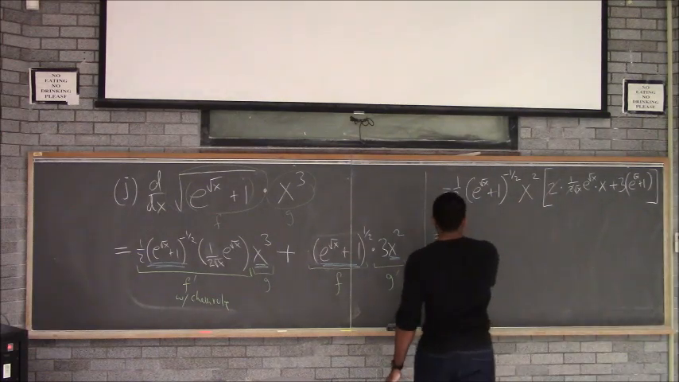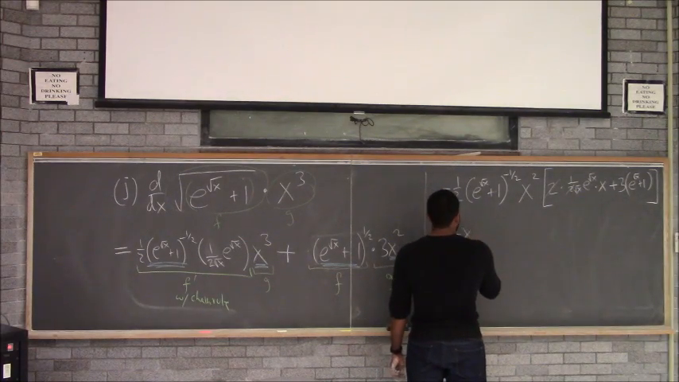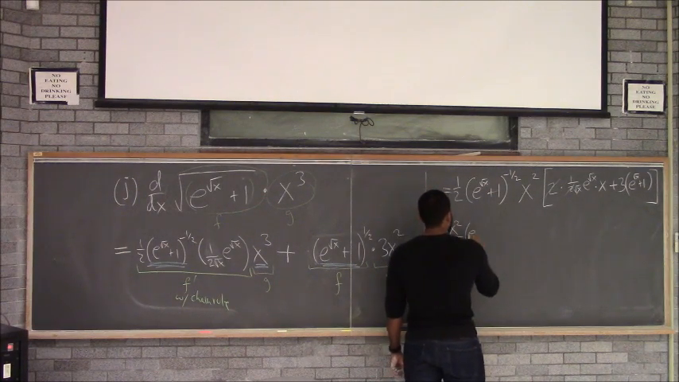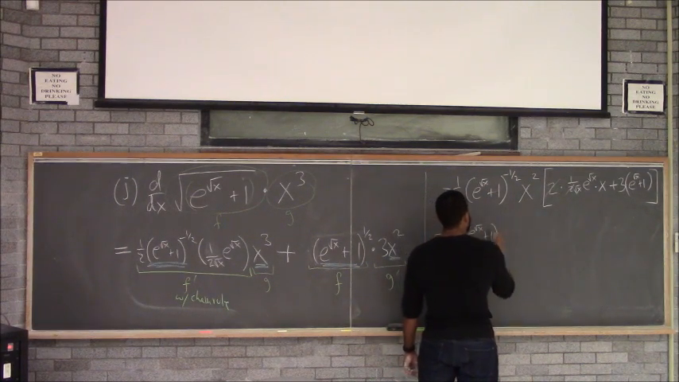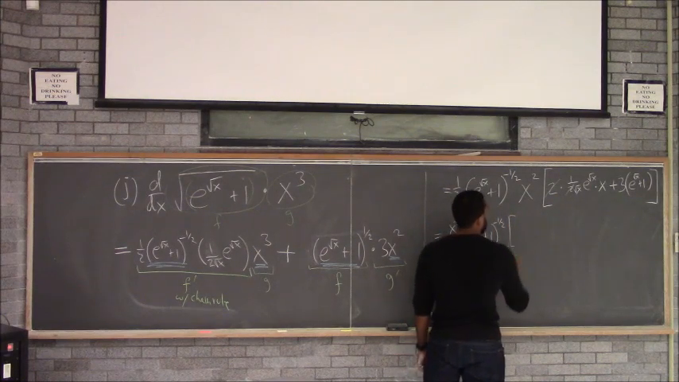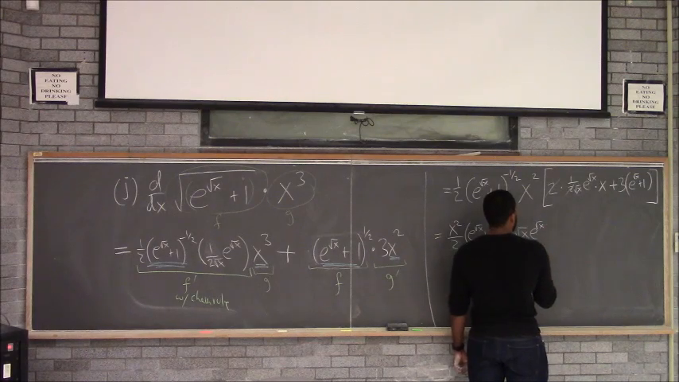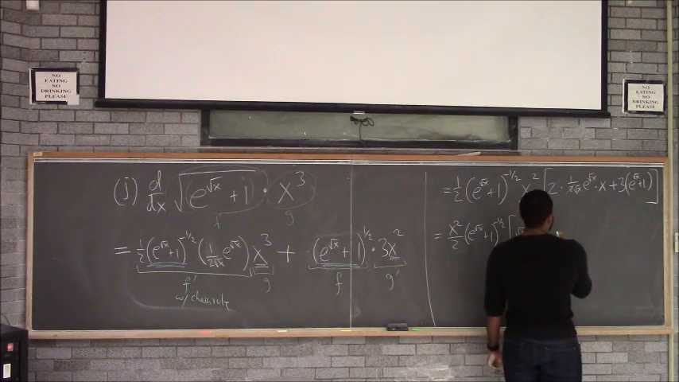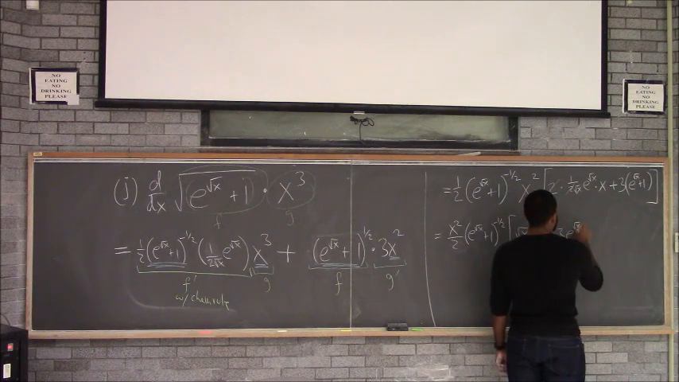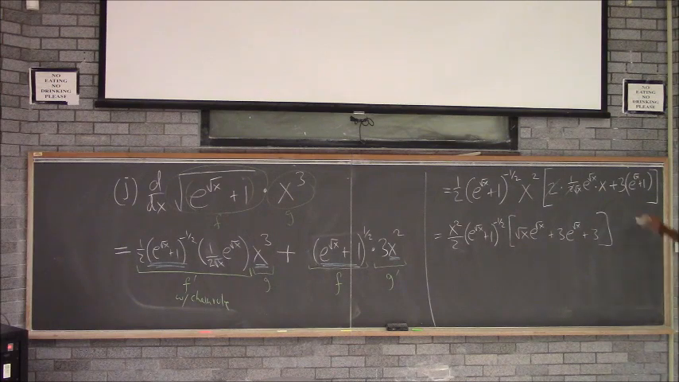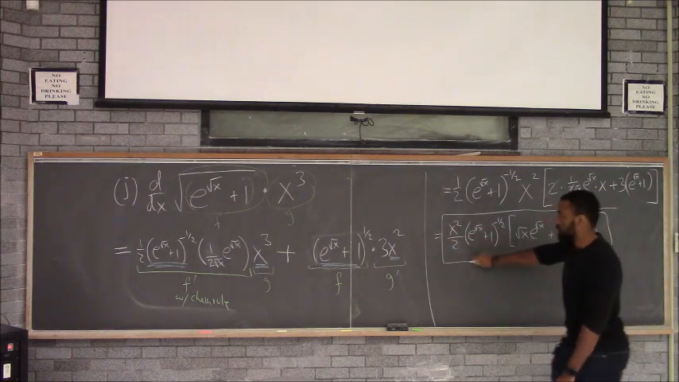So what I can do now is the 1/2 x squared, let's write this as x squared over 2 times e to the radical x plus 1 to the minus 1/2 times radical x e to the radical x plus 3e to the radical x plus 3. And that is our guess.